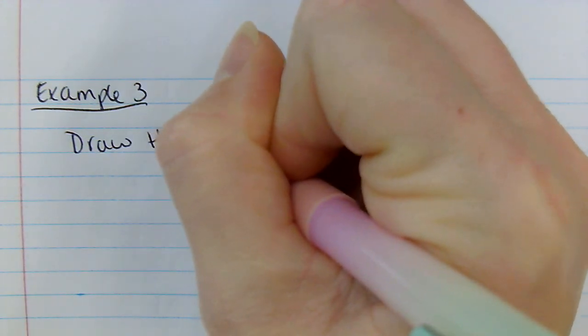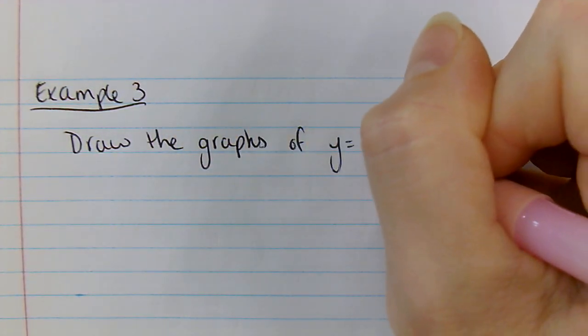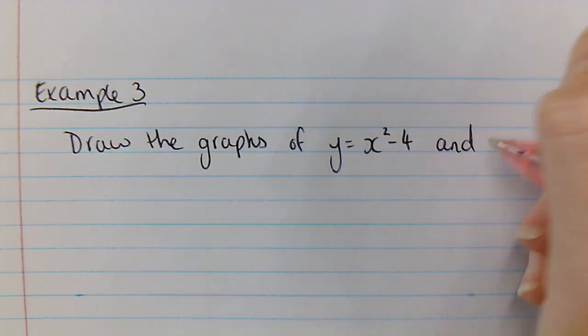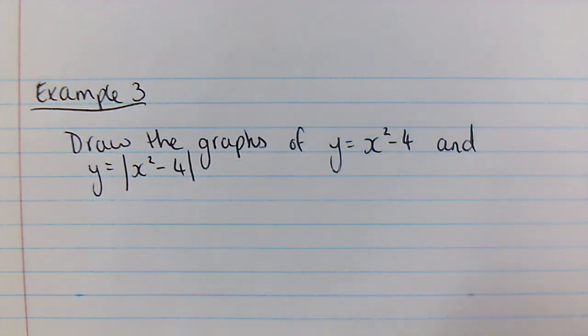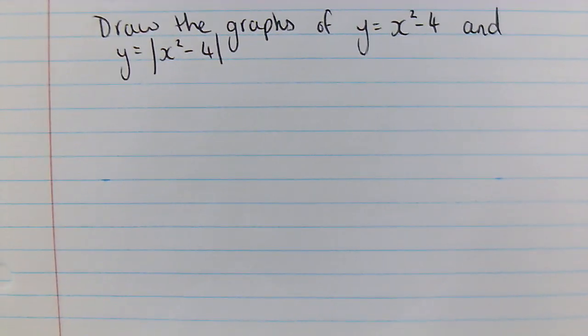Okay, if we take a third example, let's draw the graphs of y equals x squared minus 4 and y equals the modulus of x squared minus 4. Okay, now obviously on the A level, it's lined paper you're going to work on rather than graph paper. That's why I'm doing this example on here.